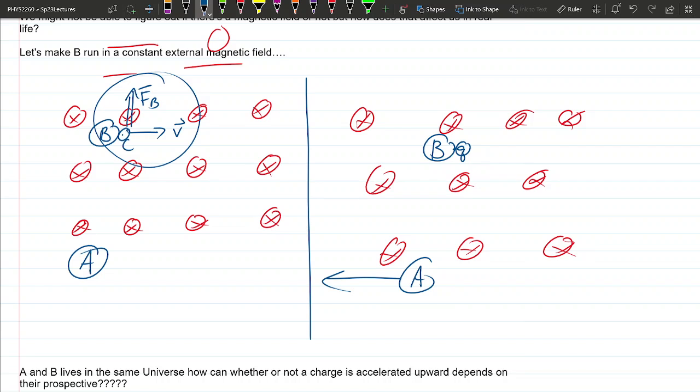But if we move our GoPro over to Brittany's head, she is not moving in her own frame. So now the charge is not moving, and therefore there's somehow no magnetic force on this charge C. Okay. So have you guys figured out how to resolve this conundrum?